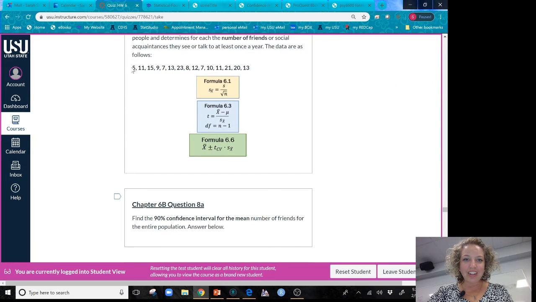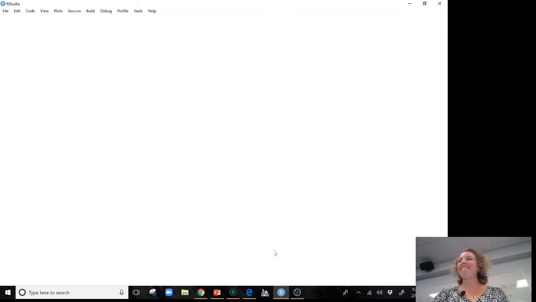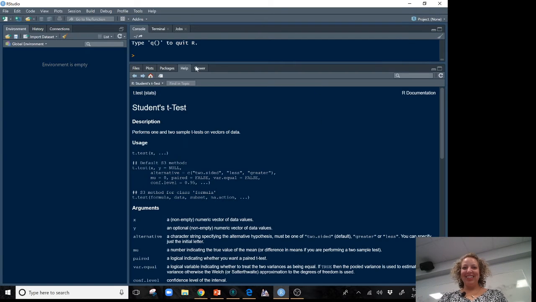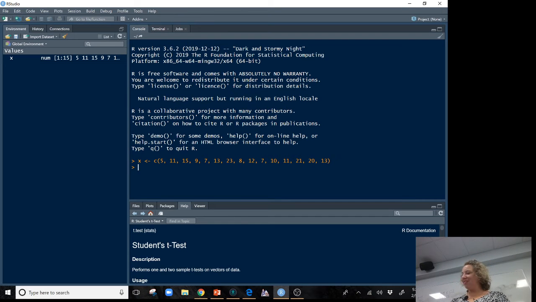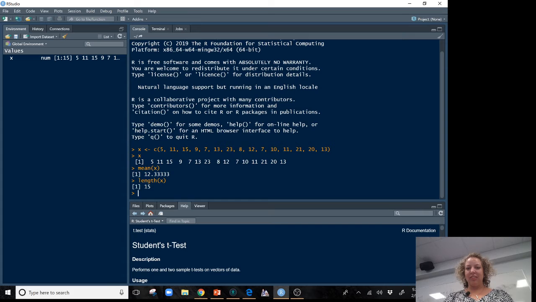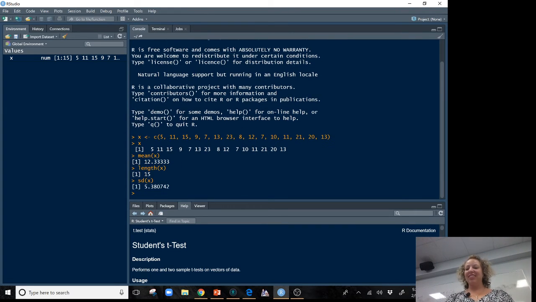Look, what I'll do is take this and go into R, because I'm lazy. Okay, you can type right in the console here. I'm going to say X is equal to this list of numbers. So if I type X, it'll give me that list of numbers. I can say, what's the mean of X? 12.333. I can say, what's the length of X? 15. So there are 15. I can say, what's the standard deviation of X?